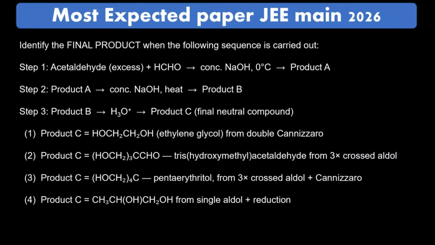Then the next one: identify the final product when the following sequence is carried out. Step 1, acetaldehyde with HCHO gives product A, and product A with concentrated NaOH and heat gives product B. Product B with H3O+ gives product C, the final neutral product. Okay. First of all, this is having alpha hydrogen and this is not, reacting with concentrated NaOH at 0 degrees Celsius. So what is this reaction?